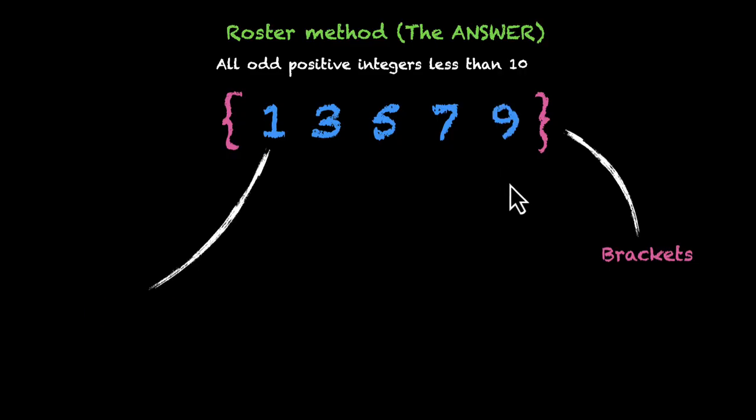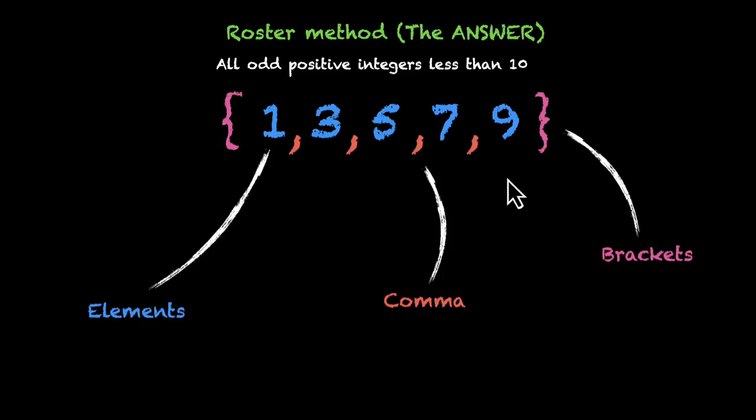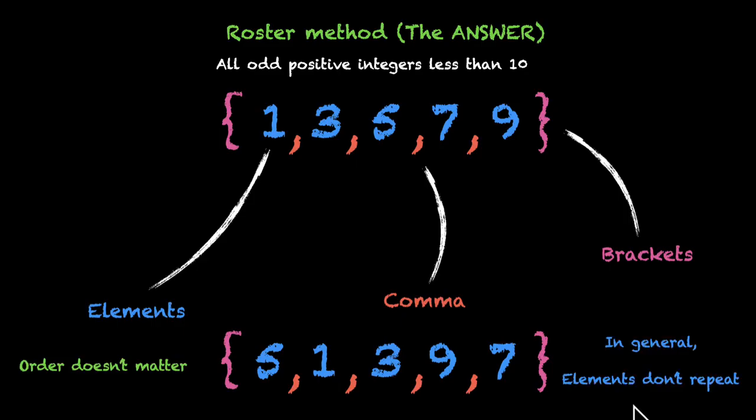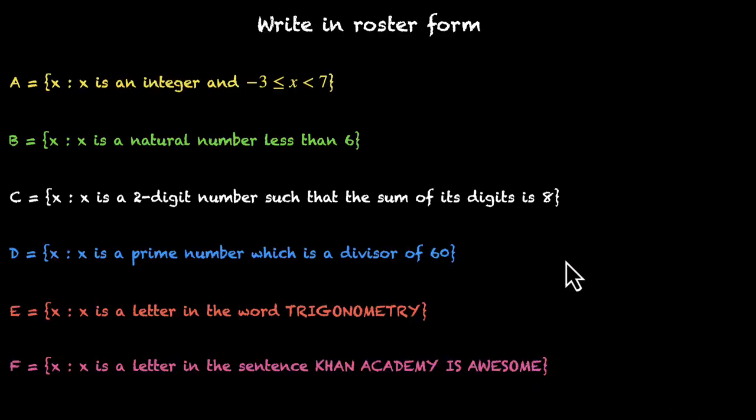So that's your answer. We call them elements. And then you separate these elements using commas. So that's your commas. This is how you write in the roster method. A very quick note, you can write these elements in any order. So you can have 1, 3, 5, 7, 9 in this order because the order does not matter, and you don't repeat the elements. So with this in mind, let's move to our questions.